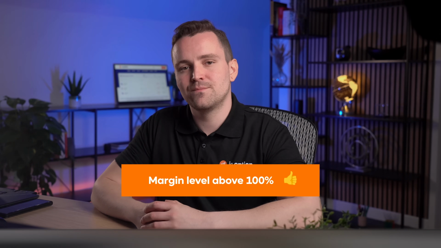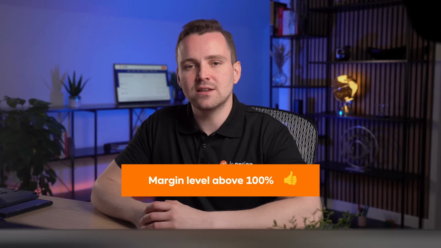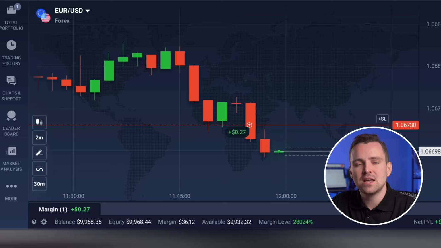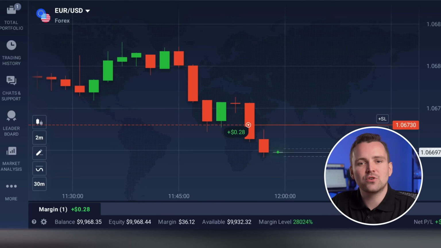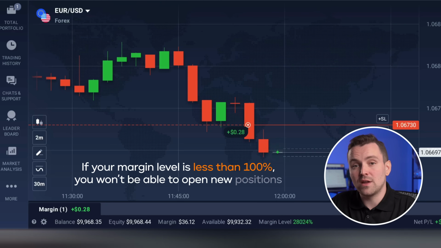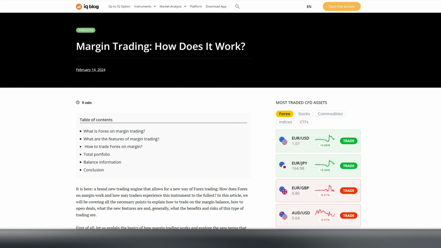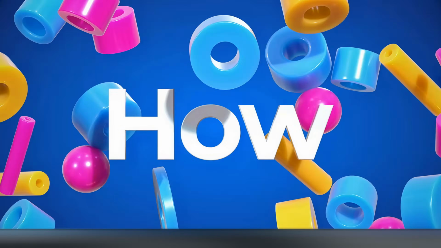If your margin level stays above 100%, you're safe. If the margin level falls below 100%, the account enters a margin call state, meaning that any further losses would come out of the funds needed to cover the margin. In order to reach the 100% margin level, the equity must be the same as the margin. In this case, the equity will be able to cover the margin only once. Please note that if your margin level is less than 100%, you won't be able to open new positions. Don't forget to study our special page dedicated to margin trading on our website. There, you will find some examples that may be very useful.